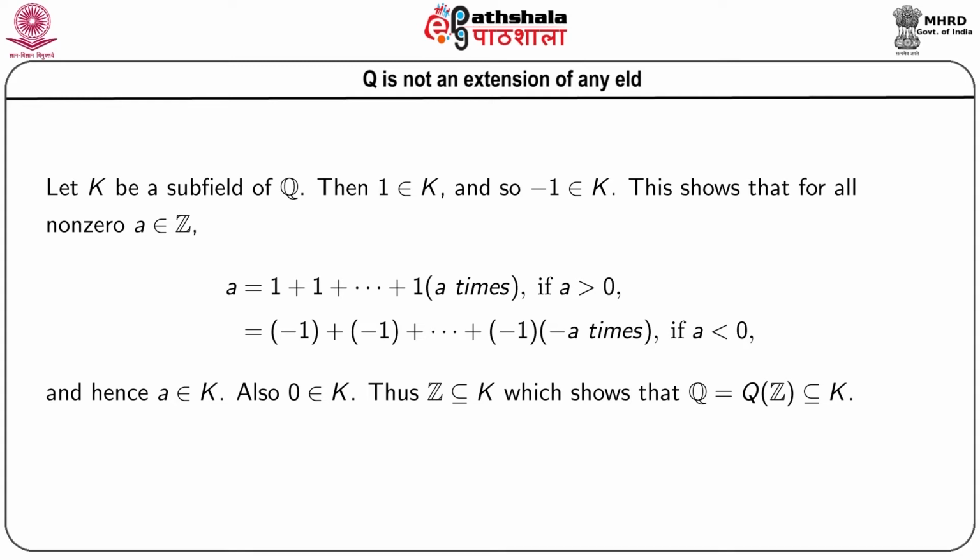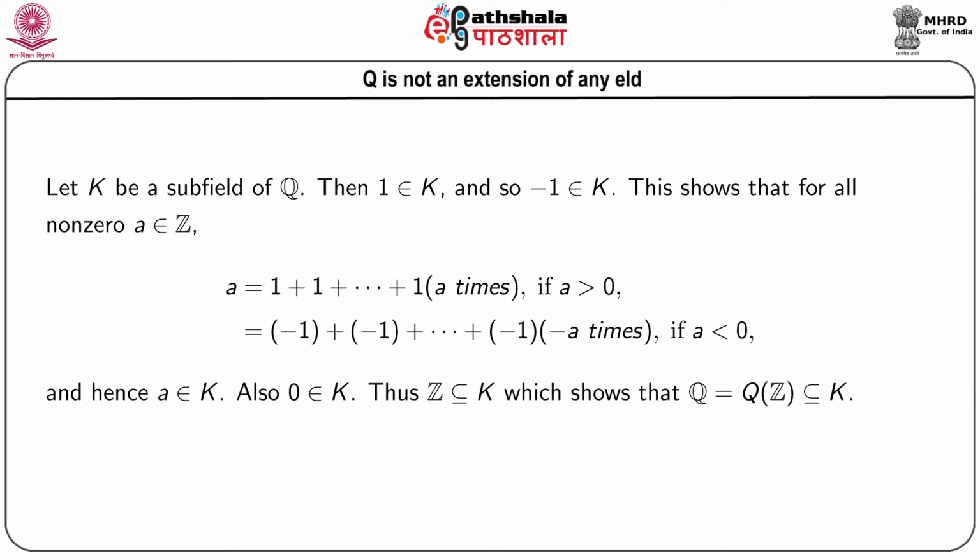Now, we give two examples of fields which are not extensions of any fields, in other words which have no proper subfield. Our first example is the field of all rational numbers Q. Let K be a subfield of Q. We show that K is actually identical with Q.